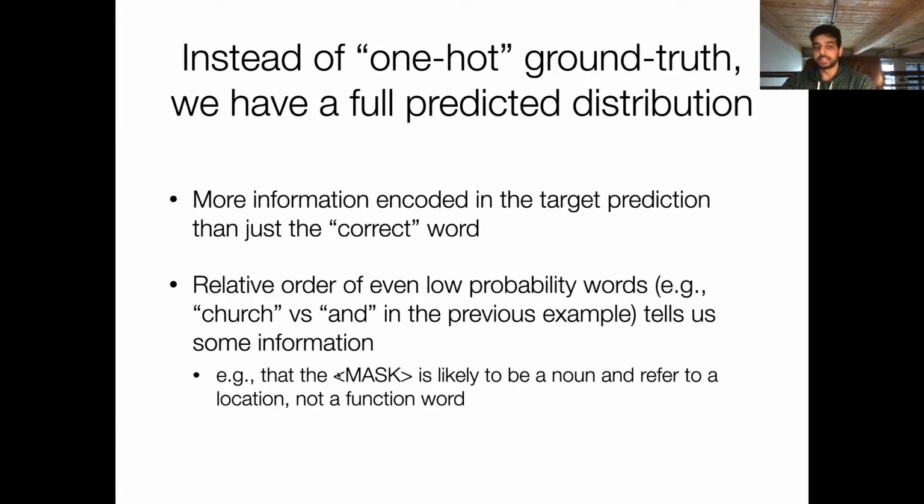So for example, this distinction between church and and is telling the student model that this mask is likely to be a noun. It's also likely to be a location. It's not likely to be a function word. So all of this kind of information we get just from a single predicted distribution, which we don't get from the hard target.